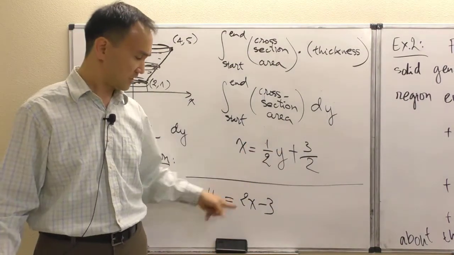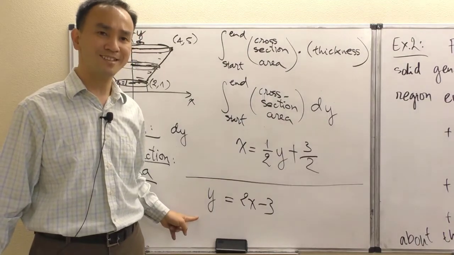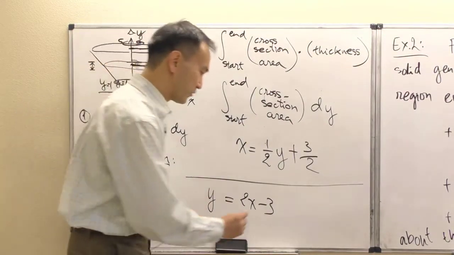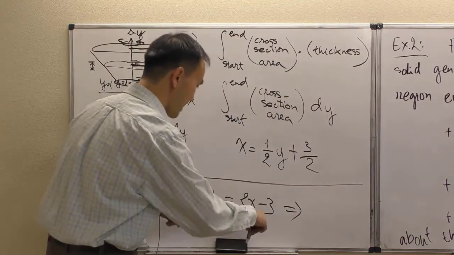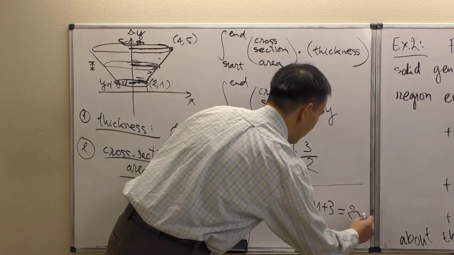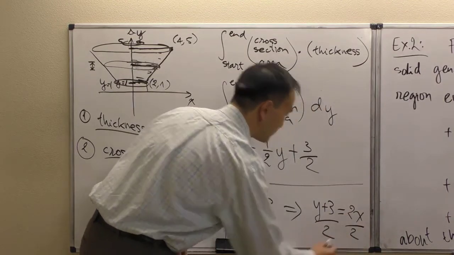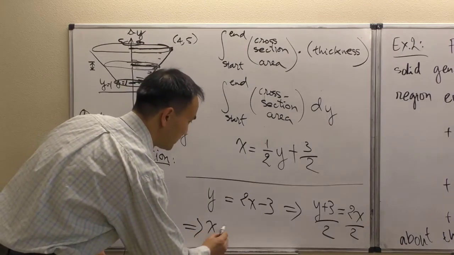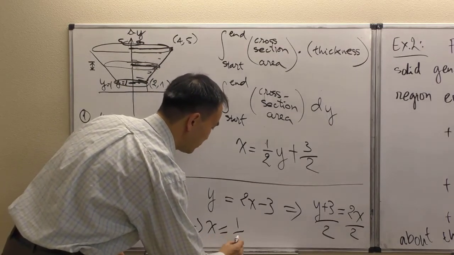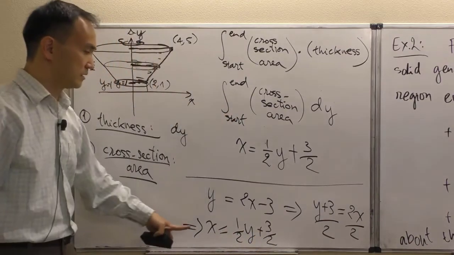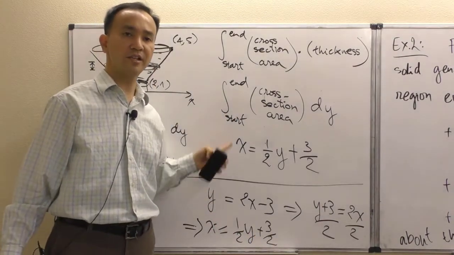Fancy term. Just think about we solve for x in terms of y, as an expression in terms of y. So I'm going to add 3 to both sides, so y plus 3 equals 2x. And I'm going to divide both sides by 2, okay? And that will lead me to x equals 1/2 y plus 3/2. The two works here exactly agree with each other.